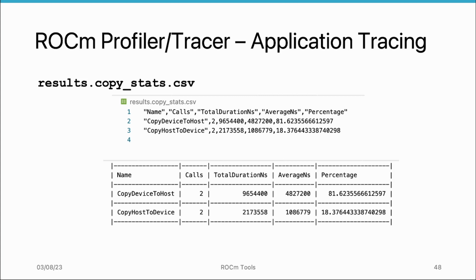In addition, we can view the percentage of specific API calls in the overall application execution using the hip trace feature. We can also use third-party software such as Chrome tracing to visualize the performance of the application, which we will be discussing in a while.